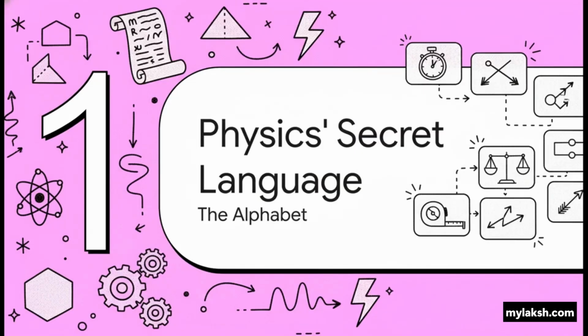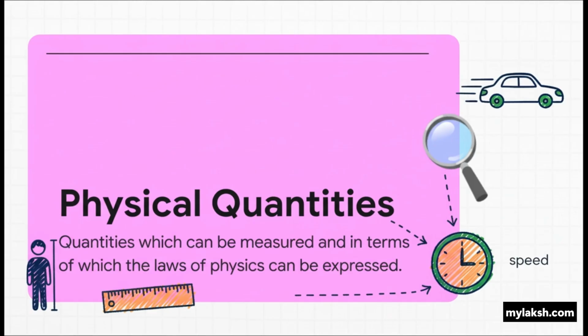To understand any language, you've got to start with the absolute basics, the alphabet. And in the language of physics, our alphabet is made up of physical quantities. They're basically the fundamental building blocks of everything. To put it simply, a physical quantity is just anything you can measure. That's it. Your height, how much time has passed on the clock, the speed a car is going. These are the concepts that physics uses to actually describe the world around us. If you can't measure it, you can't really talk about it in physics.